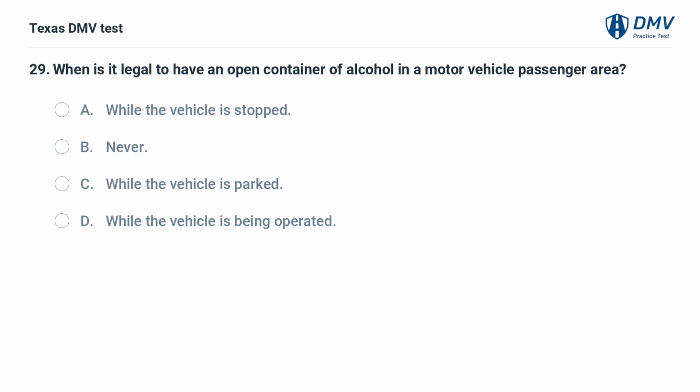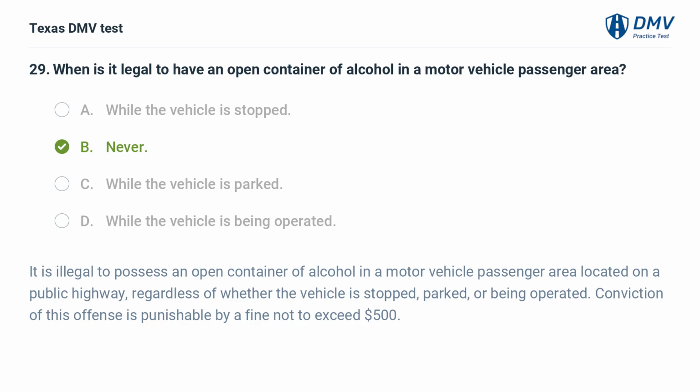When is it legal to have an open container of alcohol in a motor vehicle passenger area? A. While the vehicle is stopped. B. Never. C. While the vehicle is parked. D. While the vehicle is being operated.